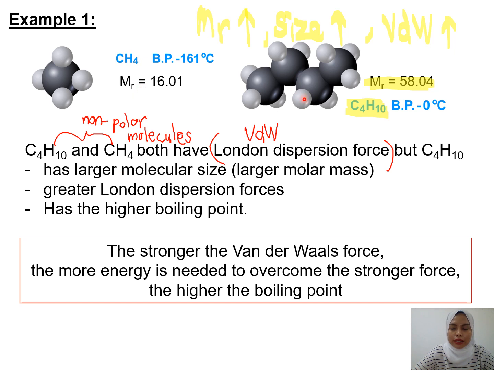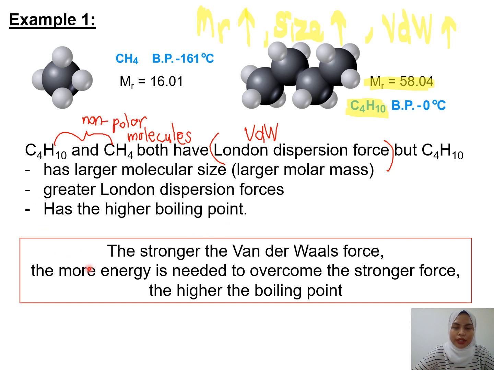Macam mana you tahu dia punya size dia besar daripada CH4? Sebab dia ada larger molar mass. Okay, therefore C4H10 ni dia akan ada greater van der Waals force. Tapi what type of van der Waals forces yang C4H10 ni ada? London dispersion forces. Therefore, we can conclude that C4H10 has the higher boiling point.